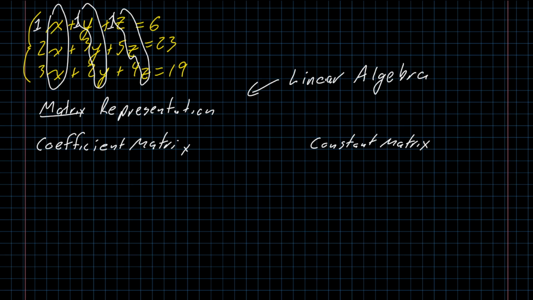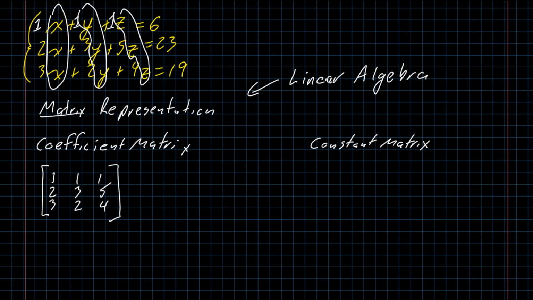Then as a shorthand, when I know that this is the structure of a system of linear equations, I can just write down that that first equation is 1, 1, and 1. 1 times x, 1 times y, 1 times z. The second equation is 2, 3, 5. 2 times x, 3 times y, 5 times z. And the third equation is 3, 2, 4. That is our coefficient matrix.